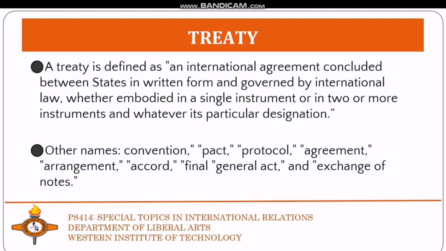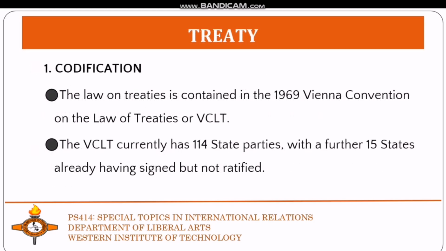First, we have the codification. The law on treaties is contained in the 1969 Vienna Convention on the Law of Treaties, or VCLT. This means that the VCLT covers those treaties made after its entry into force. So the VCLT becomes the basis of those treaties.